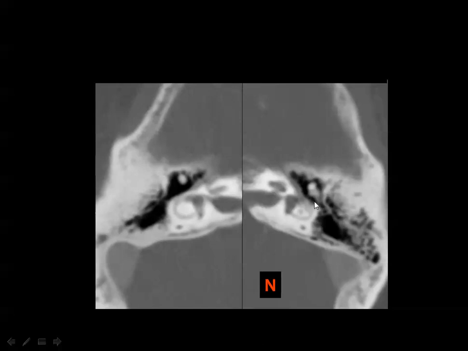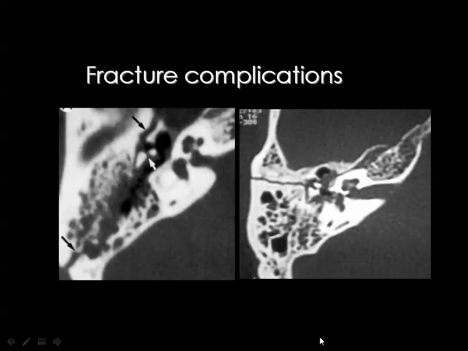This is the normal appearance of the ice cream cone. In this ear, you can see the ice cream and you don't see the cone. There is a complete disruption of the incudomalleal joint with dislocation of the incus. It may be somewhere in the middle ear cavity. And here, two different examples of longitudinal fractures. In this example, you see fluid within the mastoid and middle ear cavity representing hemotympanum.